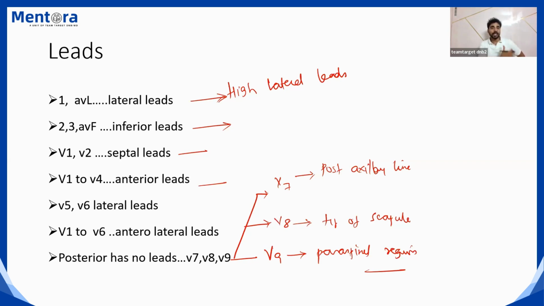The position of these leads is very important. V1 you will put at the posterior axillary line, that is called V7. V2 you will put at the tip of the scapula, that is called V8, and V3 you will put at the paraspinal region, that is called V9. Right? Clear?